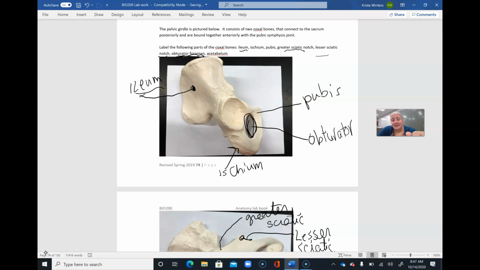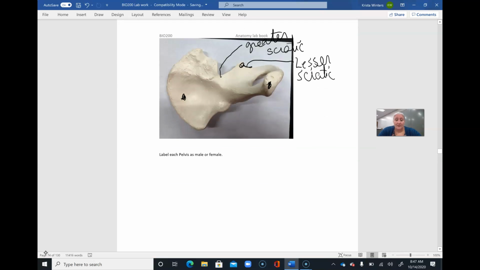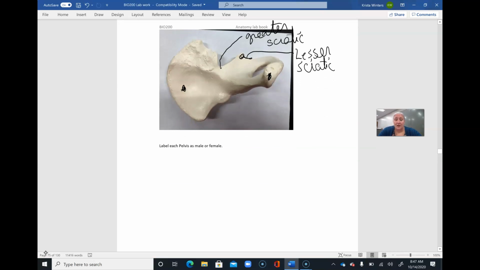And then this large cavity here, where the femur articulates, is called the acetabulum. You can see that name right there, A-C-E-T-A-B-U-L-U-M, acetabulum. There's an E here, just so you know. It's right there, but you can't see it because of the way I have it on the picture. So the acetabulum is where the femur actually articulates. And you can see a lot of these structures on here.